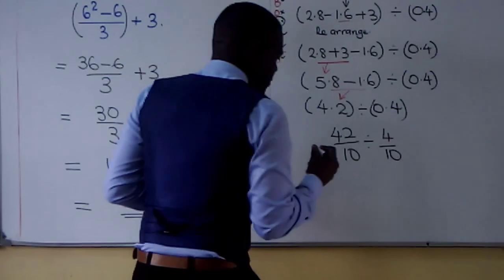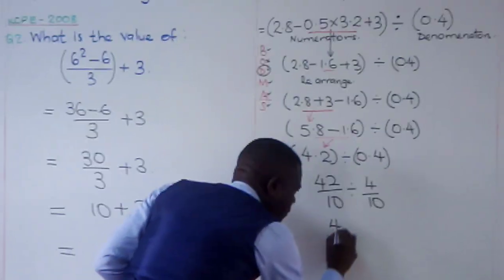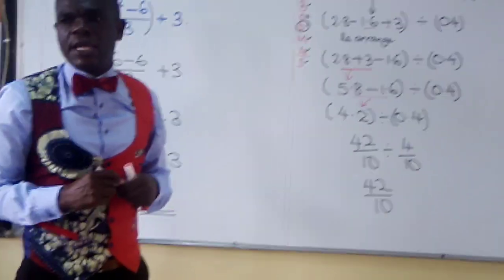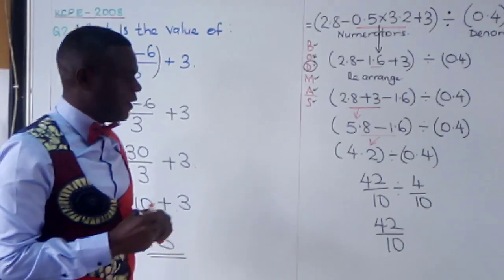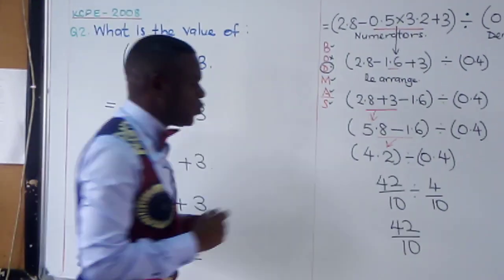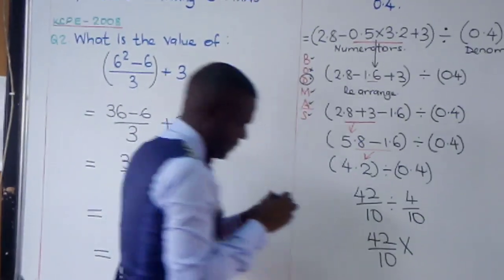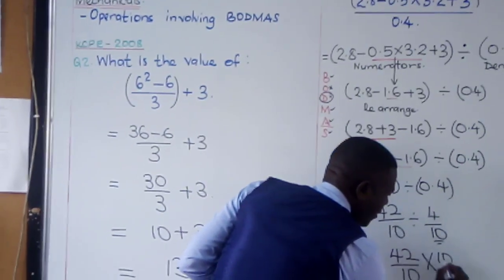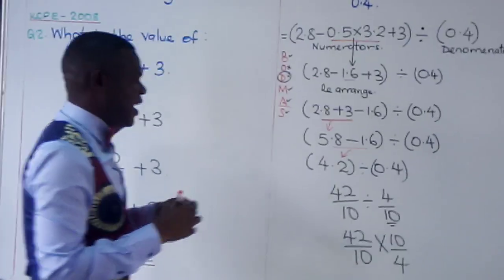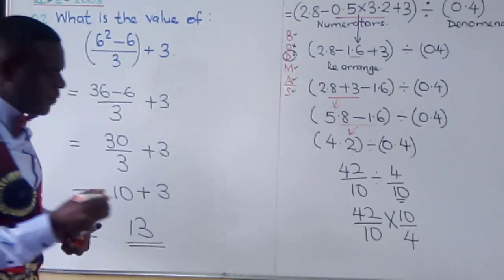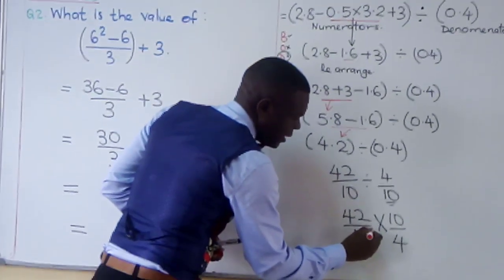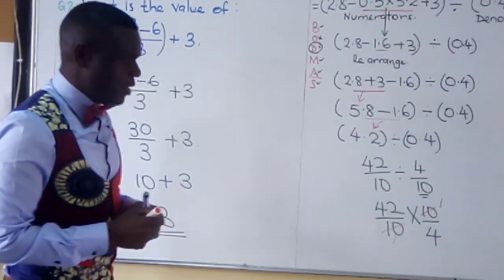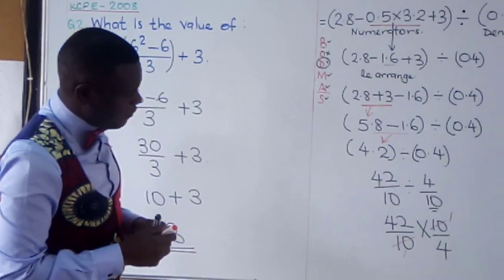James, what do we write here? I've already written the first fraction for you. What do we do, James? Very wonderful. We change the sign to multiplication and reciprocate this fraction. It becomes 10 over 4. Now, we cancel 10, 1 by 10, 1. Now we have 42 divided by 4.